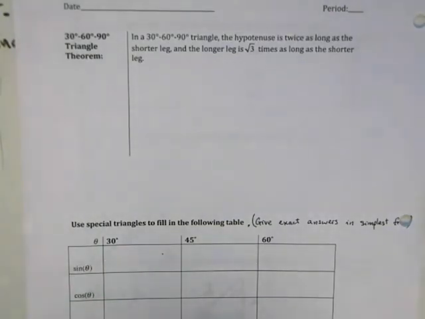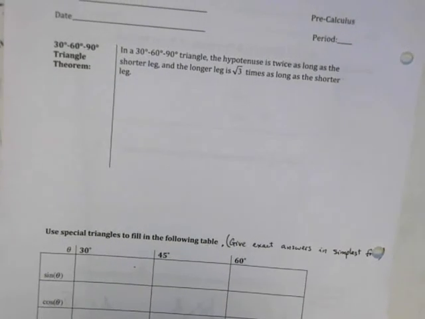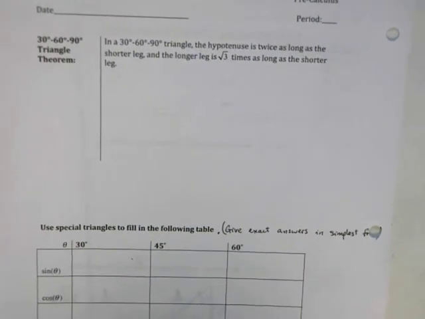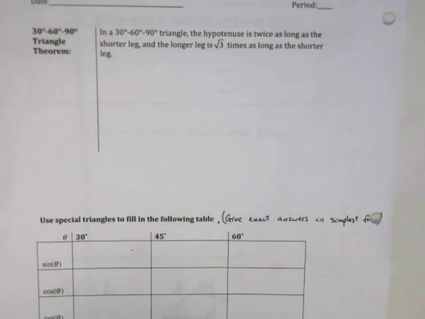Now let's take a look at another theorem, which says this is the 30, 60, 90 triangle theorem. And it says that in a 30, 60, 90 right triangle, the hypotenuse is twice as long as the shorter leg, and the longer leg is square root of 3 times as long as the shorter leg.